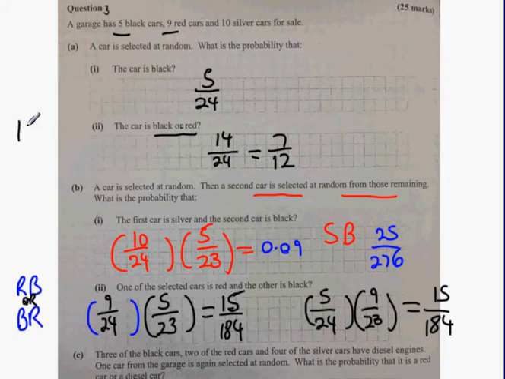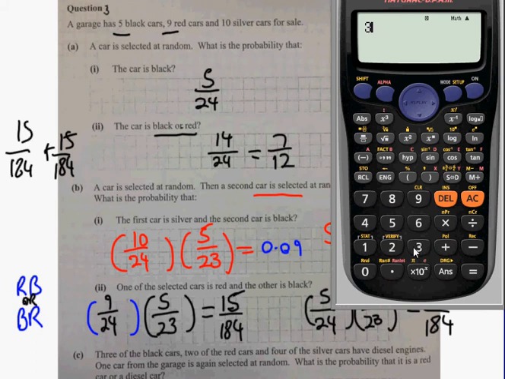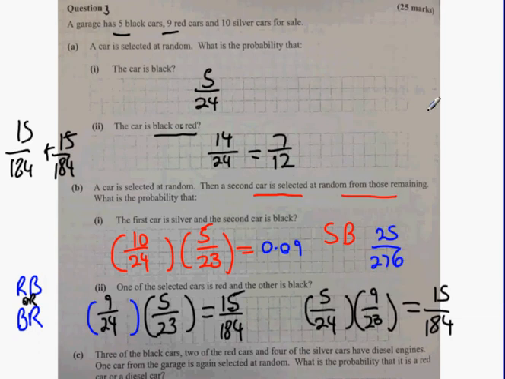So you're going to get 15 over 184 plus 15 over 184. And what do you get when you add the two of them together? Anybody? Nobody yet? 15 over 92. 15 over 92? Yes, it is. So the answer is 15 over 92 for that one.